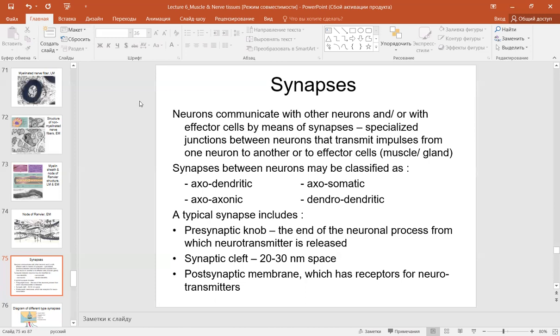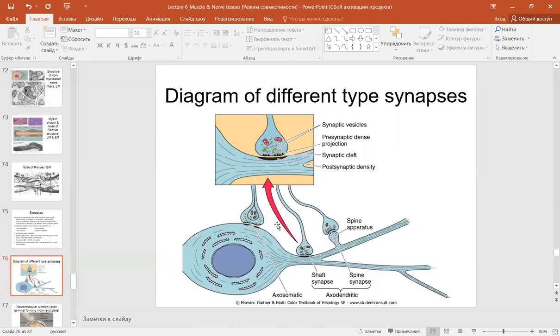The transposition of the electric impulse is going only in one direction. The opposite direction of the electric impulse transduction from postsynaptic membrane to presynaptic knob is impossible. It's arrested. It's not having the machinery for this realization of the flow back of the electric impulse. You have a diagram of different types of synapses.